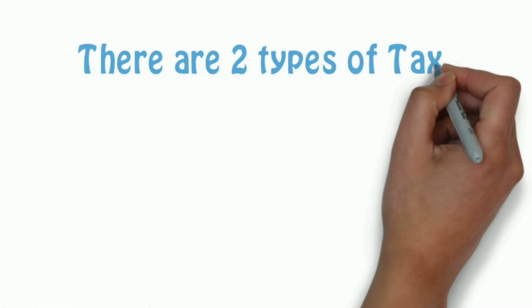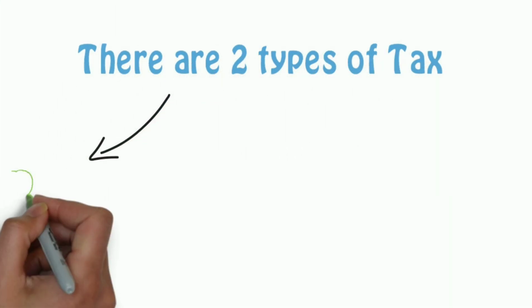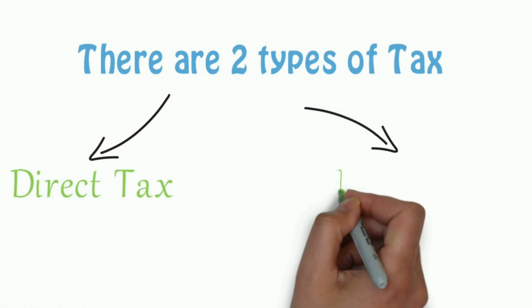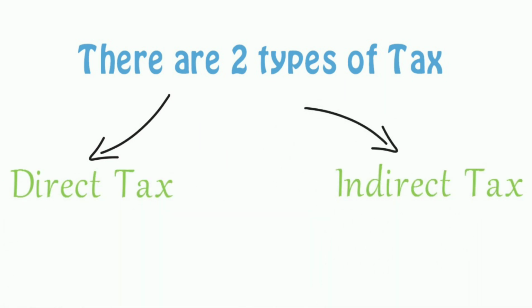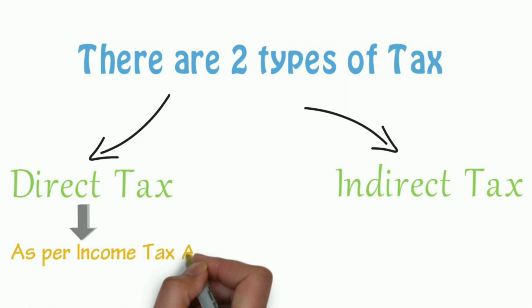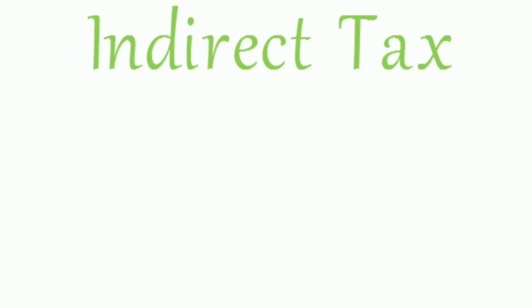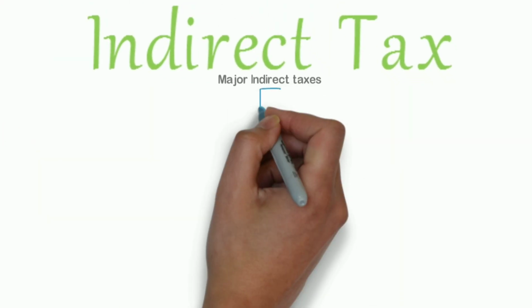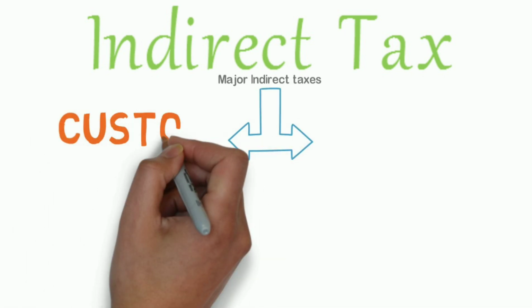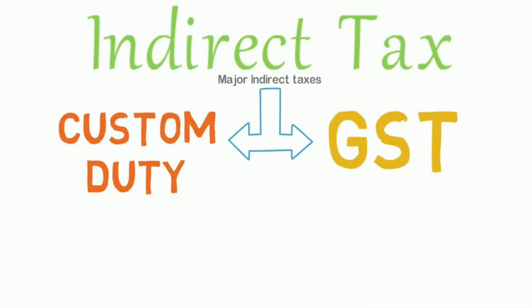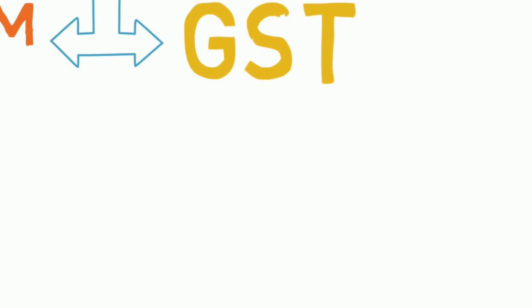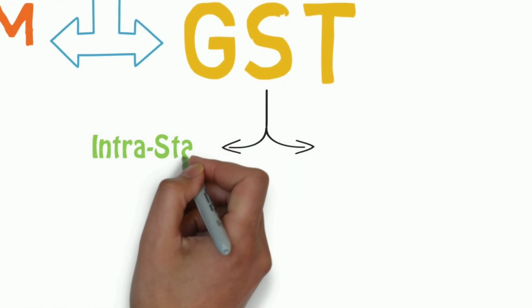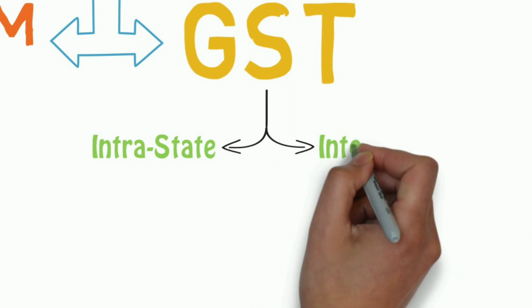Moving further with the types of tax. There are two types of tax. The first one is direct tax and the second one is indirect tax. Now, direct tax is studied as per the Income Tax Act 1961. And in indirect tax, the major taxes for the time being are customs duty and GST, which is the main part of this video. In GST, there are two components. The first one is intrastate GST and the second one is interstate GST.